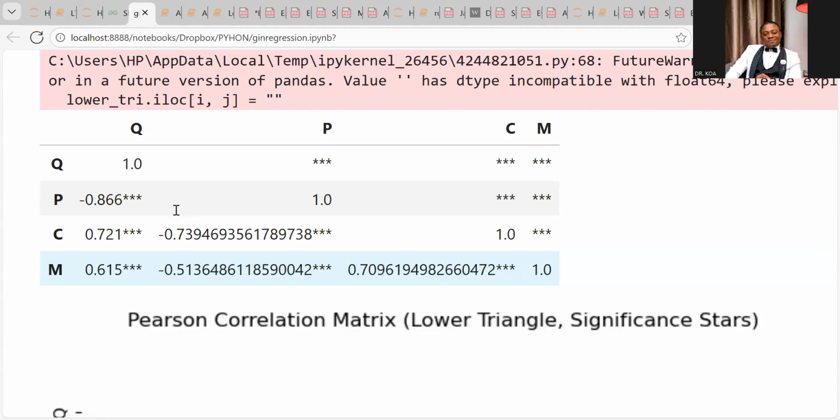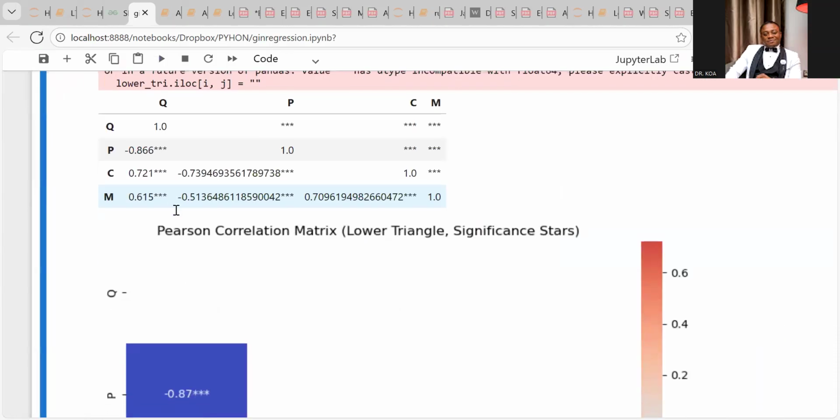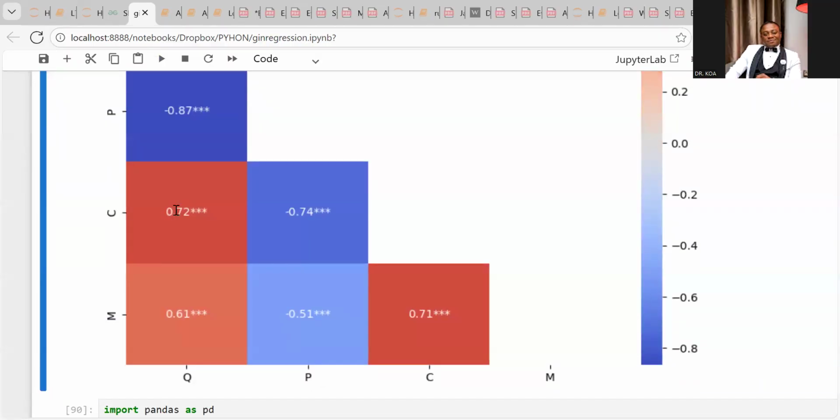I have a series of questions. And of course, the last one will generate the heat map. So you can see that here you have a color to depict the intensity, but it also tells you the numbers.